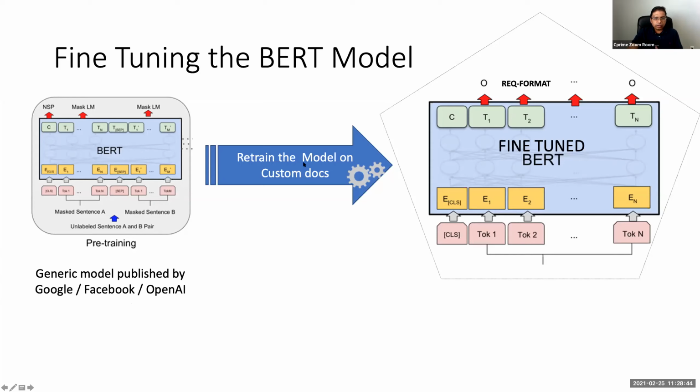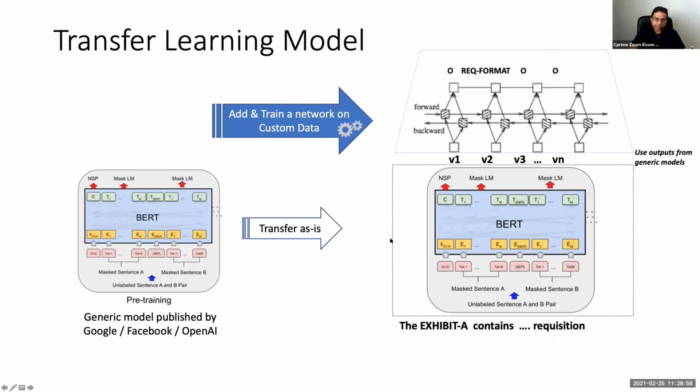And then you do the same thing as I showed before. You retrain your model for your specific document or whatever you do. There are two ways to do that. This is one way where you retrain this model. The other way is you take the model as is, add something to it, and start retraining it. Either way, you're still doing transfer learning.